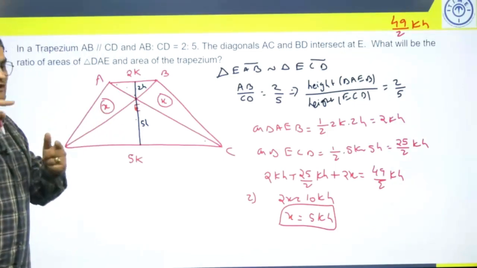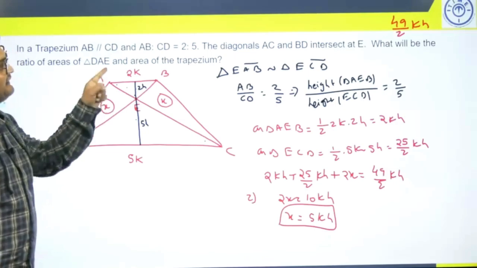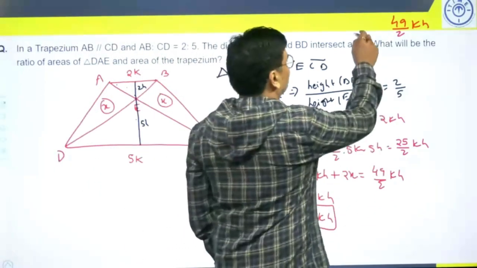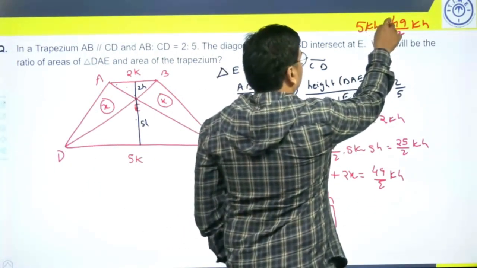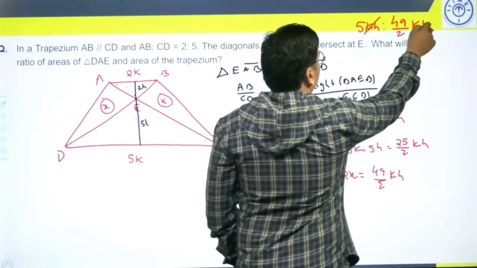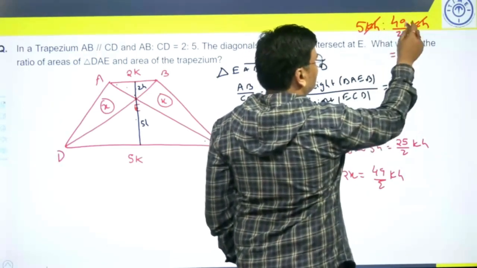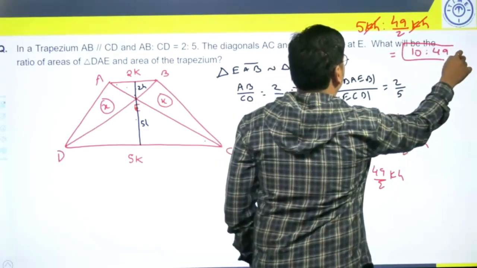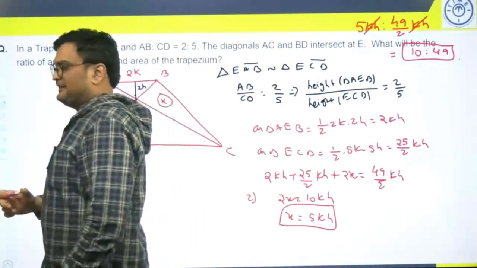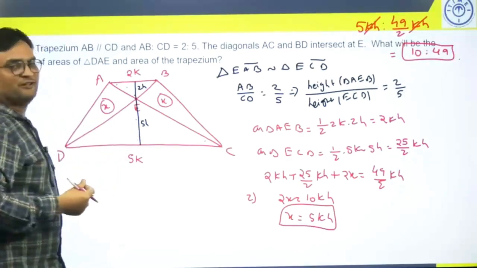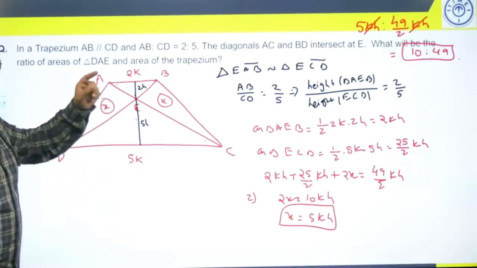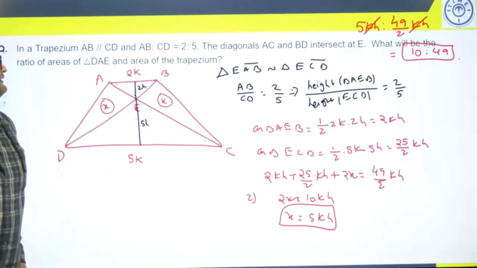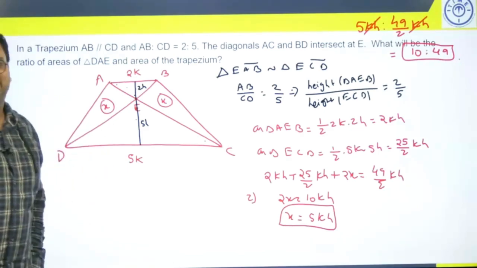He is asking you the ratio of the area of DAE and the area of the trapezium, hence my answer: k will cancel out. When you multiply throughout by 2, 5 into 2 is 10, and 49. So the required ratio of the areas of the triangle DAE and that of the trapezium is going to be 10:49.